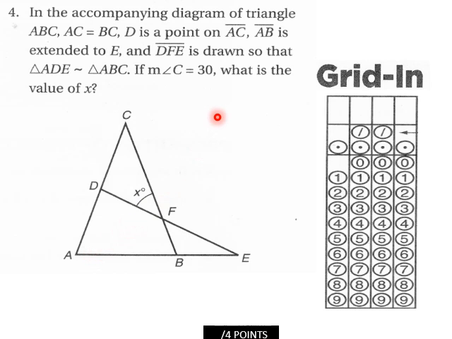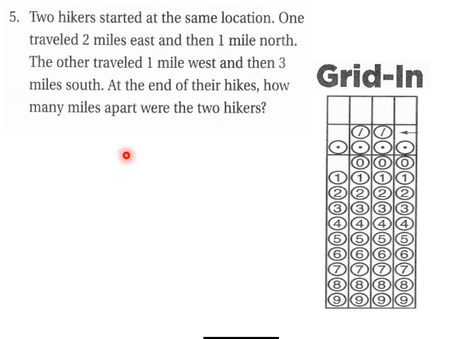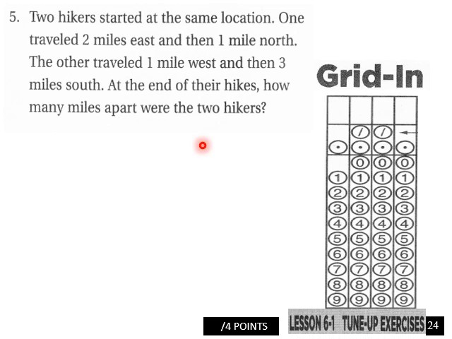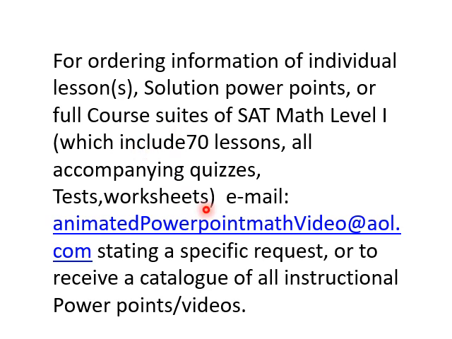And then grid in number 4, you have this scenario here. What is the value of x? So you're trying to find your angle measure x here. And number 5, grid in. 2 hikers at the end of their hikes. How many miles apart are the 2 hikers? And that is your 6.1 tune-up.